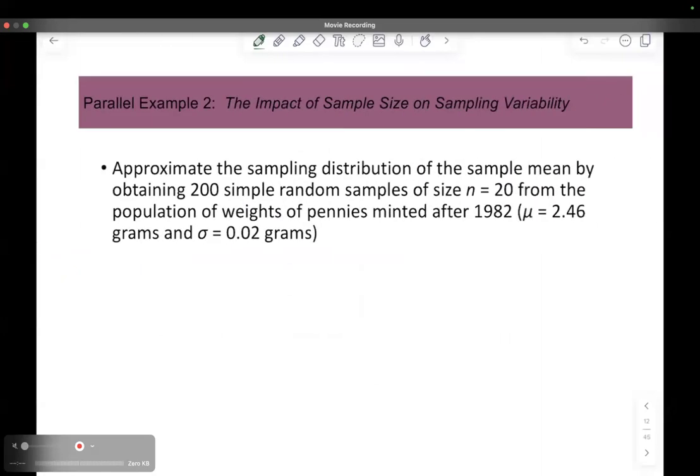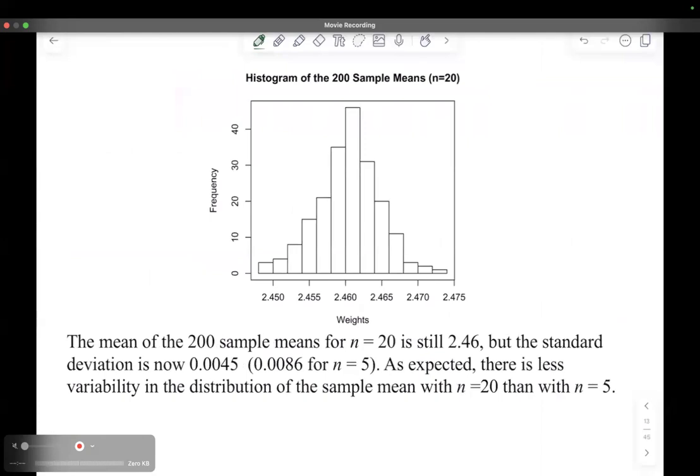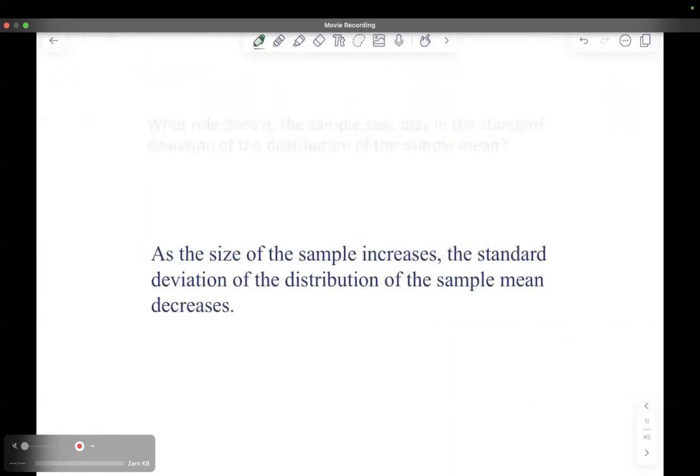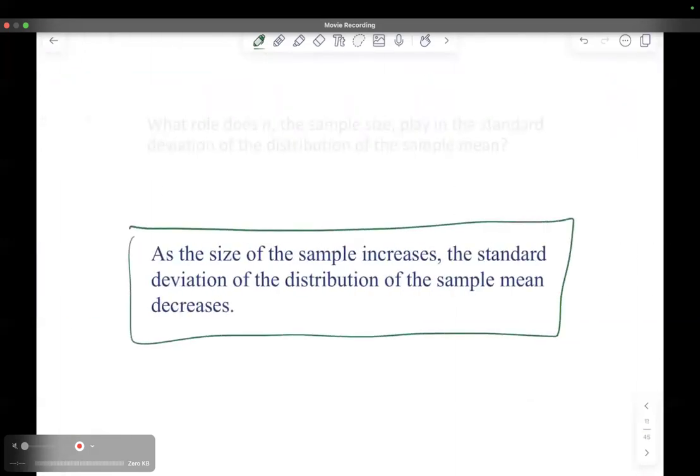So let's try sample size of 20. Take a look at this histogram. So this right now is my standard deviation. My standard deviation for sample size 5 was this. So my standard deviation is almost half of what it was for n equals 5. And isn't that bell shape prettier? It looks a lot nicer. That is a lot better bell shape than before. So as the sample size increases, the standard deviation decreases.